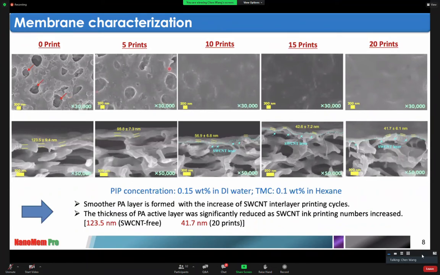We can see that with the increase of SWCNT interlayer prints, the TFC membrane surface becomes smoother. From the cross-section SEM images, we can see that with the increase of SWCNT prints, the active layer thickness decreases. For example, for the control membrane without SWCNT prints, the polymer layer thickness is around 123 nanometers. For the TFC membrane with 20 SWCNT prints, the polymer layer thickness is around 41.7 nanometers.